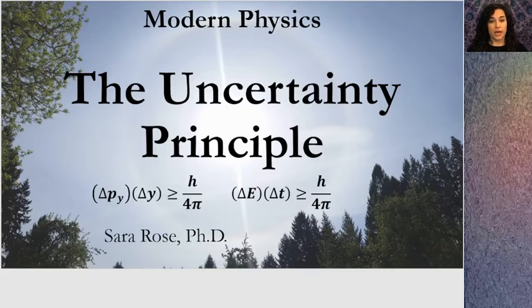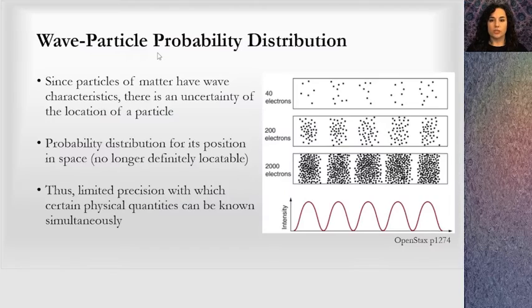in space. And so it may seem intuitive while we're talking about this that there's some sort of uncertainty in its location, some sort of uncertainty in other things that we'd like to measure about this thing that we think is a particle that has wave properties. So with those ideas established, particles of matter have wave characteristics, and therefore there's an uncertainty of location in that particle. We saw that with the double slit experiment shooting electrons at a screen.